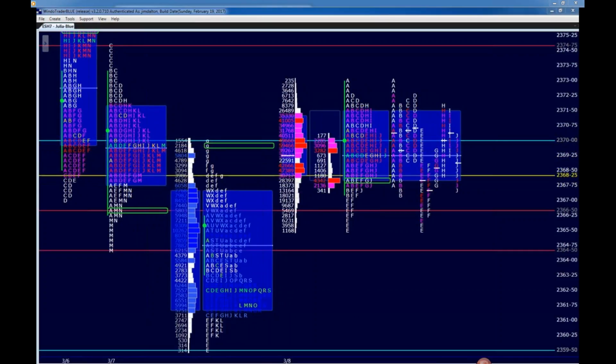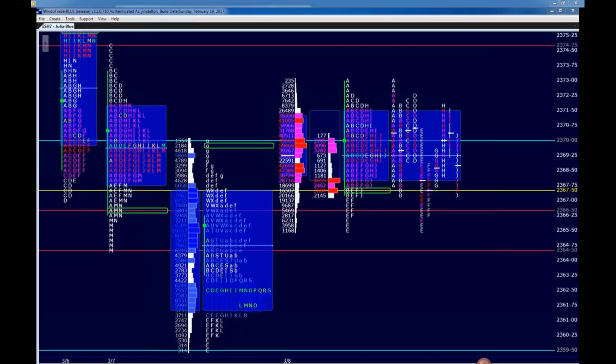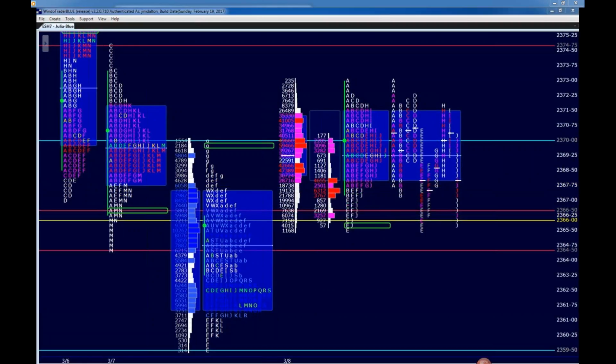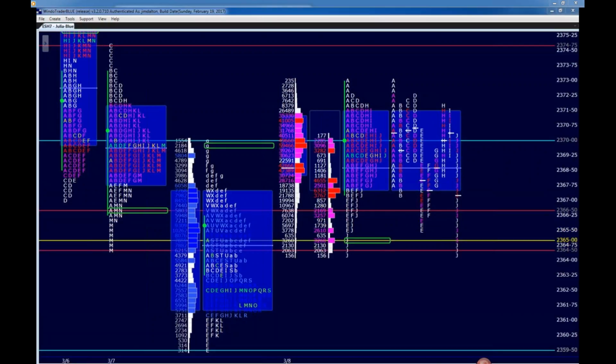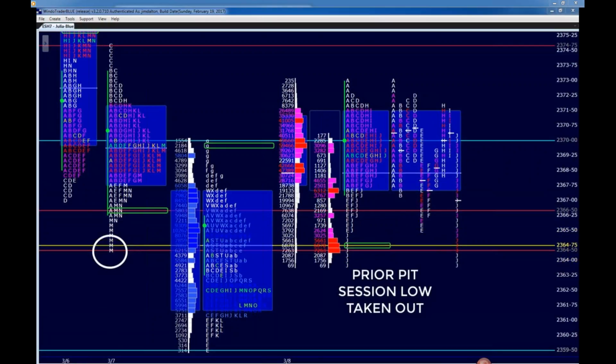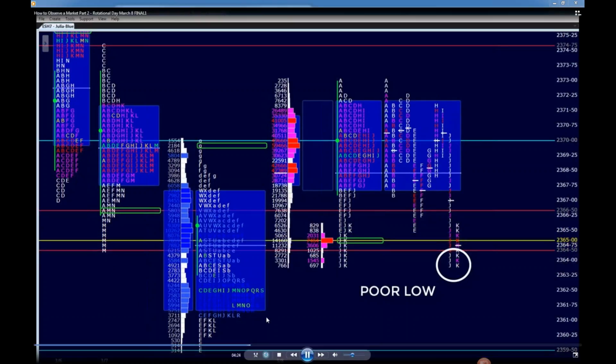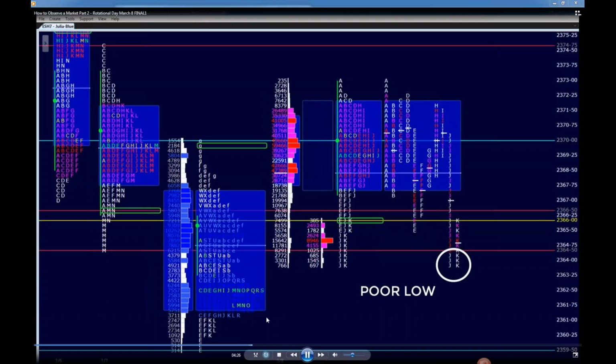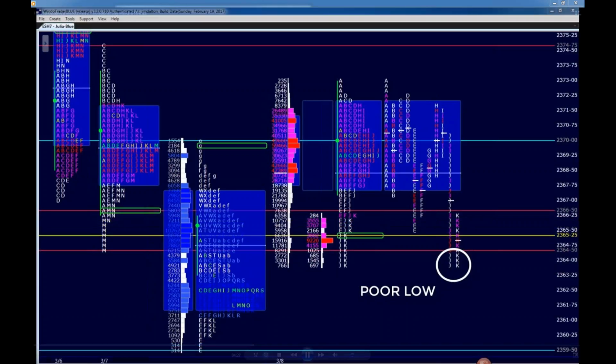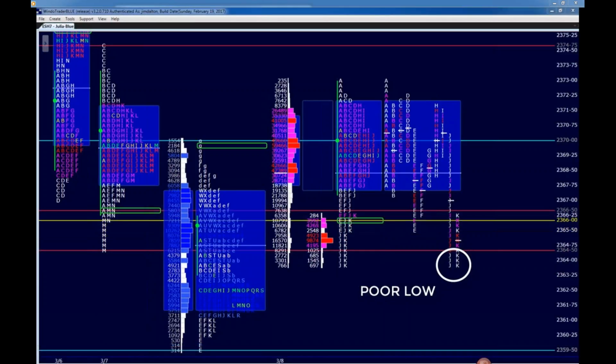Okay, so we've got a point of control. Notice that point of control. Okay, now we're getting down and we're taking out yesterday's low. Okay, prior pit session low has been taken out. We're going to want to watch very closely the L period rally here in a couple of minutes.